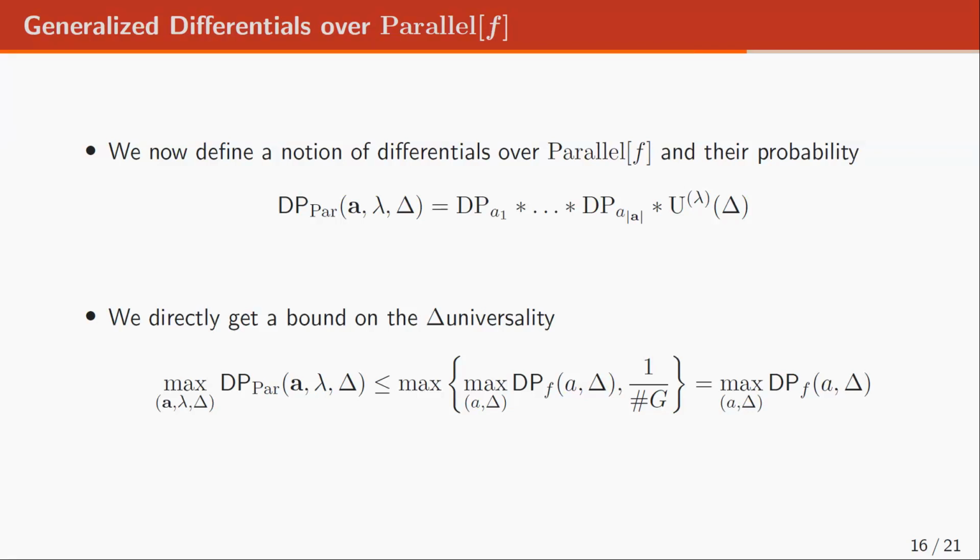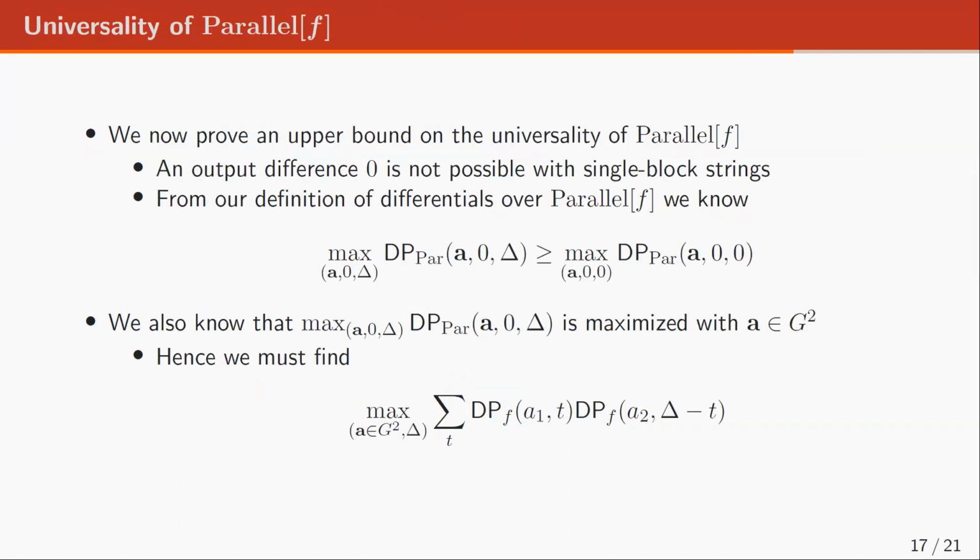And then directly from this, we get an upper bound of the delta universality, because we can bound this with any of these PMFs. And since max DP over the permutation is at least as good as this, we have the bound. Now for the epsilon universality, this gets a little bit complicated, but not that much.